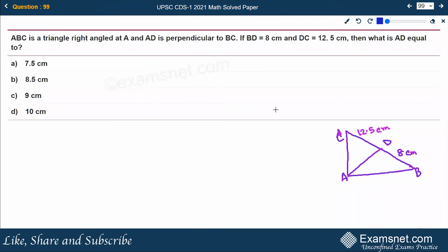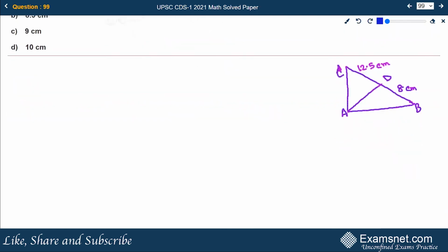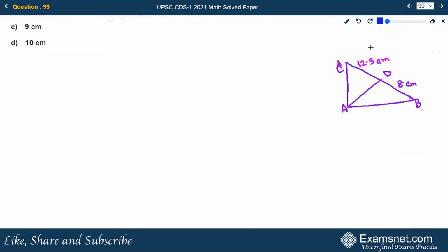In question number 99, we are given triangle ABC, a triangle right angled at A, and AD is the perpendicular to BC. If BD equals 8 centimeter and CD equals 12.5 centimeter, then what is AD equal to? Okay, so here we are given a right angle triangle. We can use the Pythagoras theorem. So according to the Pythagoras theorem, we can write BC square equals AC square plus AB square, correct?